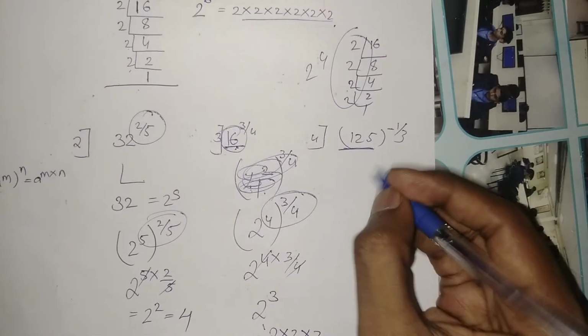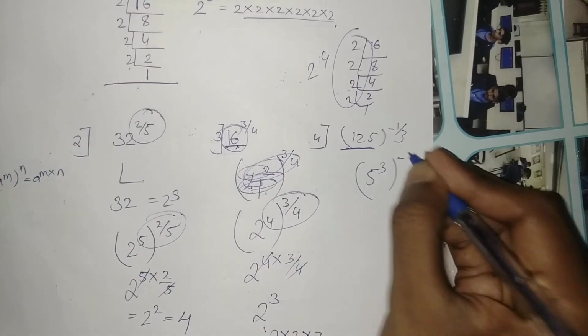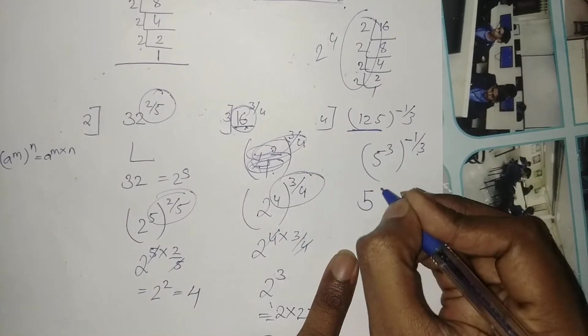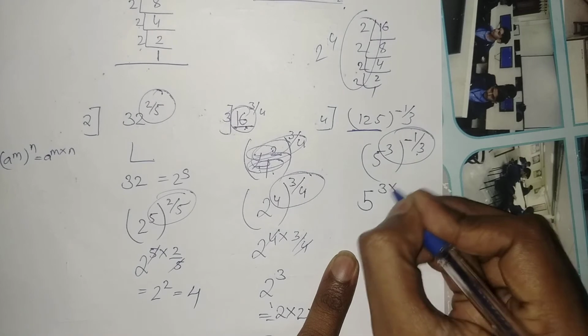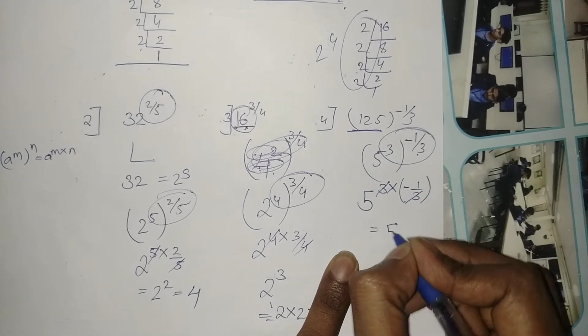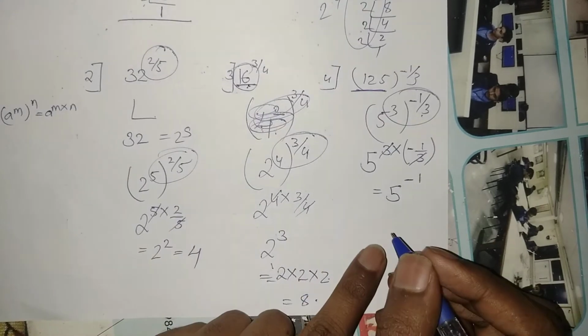So let me write 125 as 5 cube whole power minus 1 by 3. Be very careful, one of the exponents is minus. So apply the law, just multiply this 3 into minus 1 by 3. So 3 and 3 get cancelled. So we are left over with 5 power minus 1.